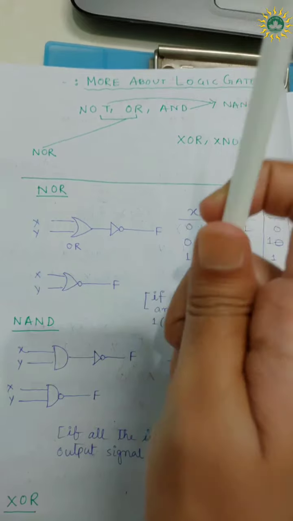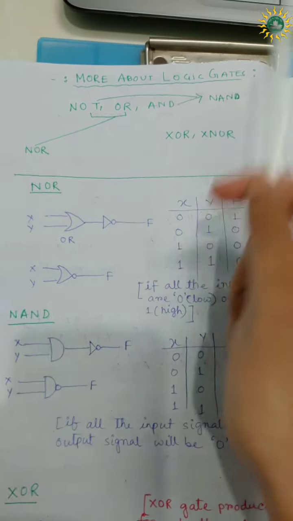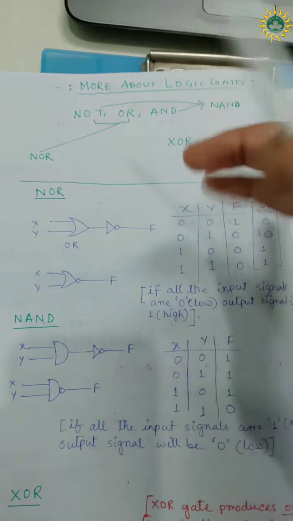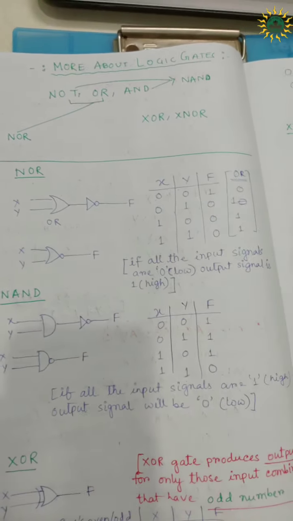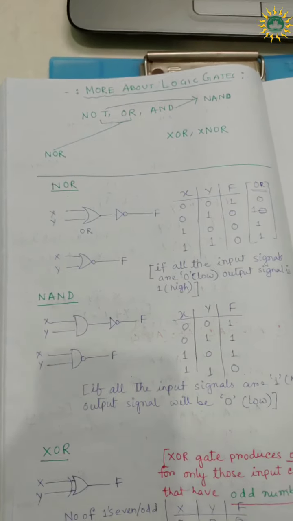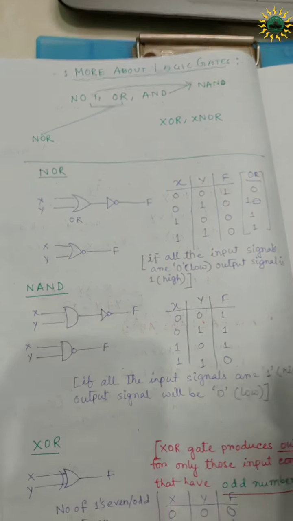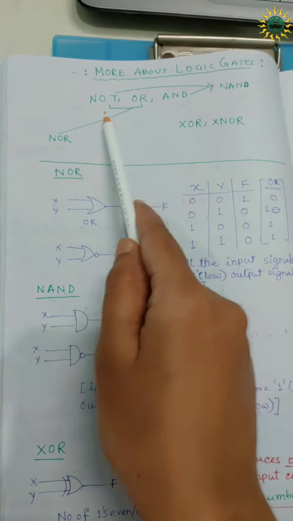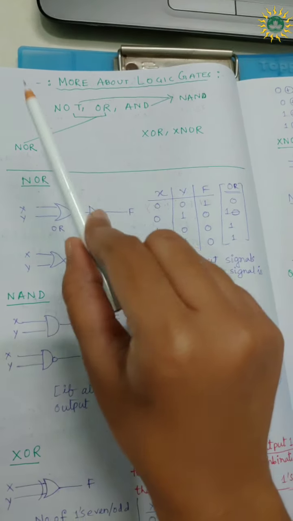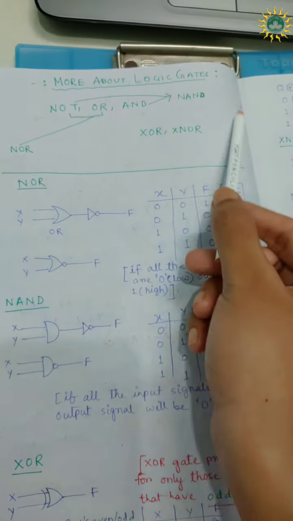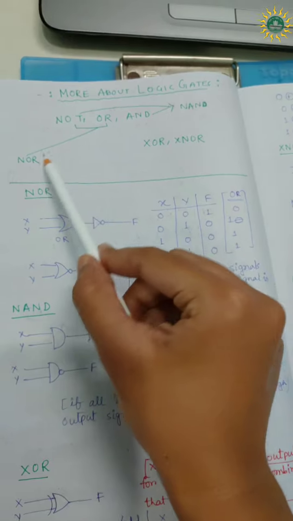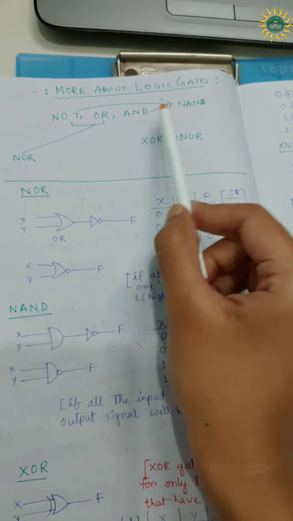Now we are going to learn actually more about logic gates. We already know about logic gates. We have covered the 3 basic logic gates, which are NOT, OR and AND so far. But there are some more logic gates which we derive from the basic gates. These are called the primary gates or the basic gates: NOT, OR and AND. From these we derive the new logic gates. From NOT and OR we make NOR, from NOT and AND we make NAND.